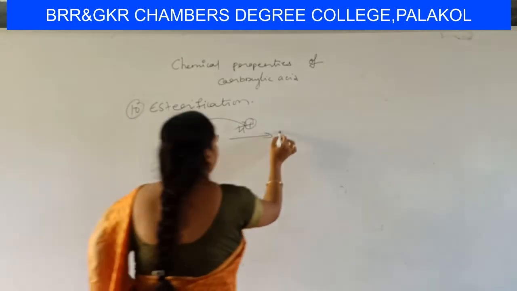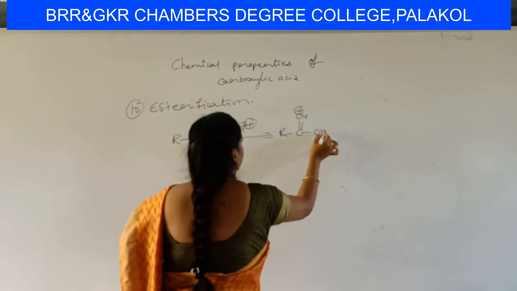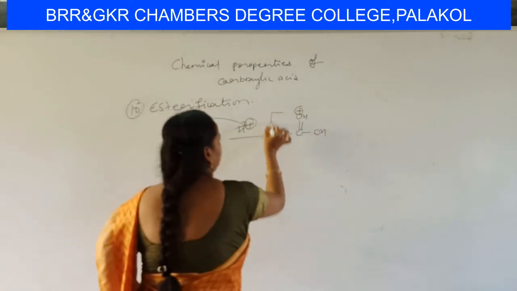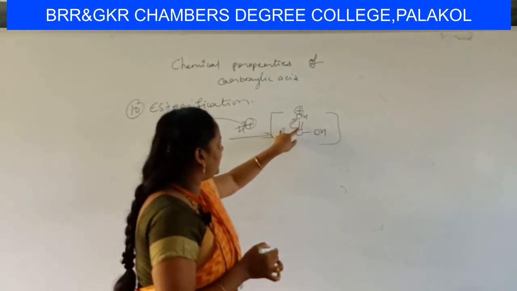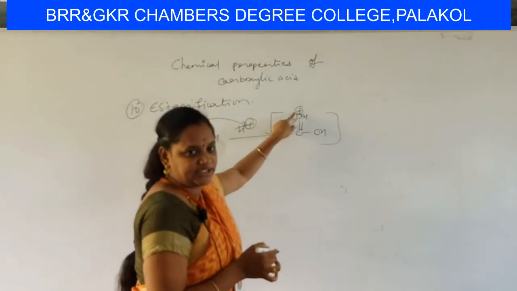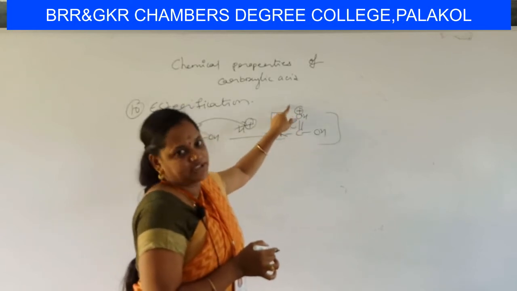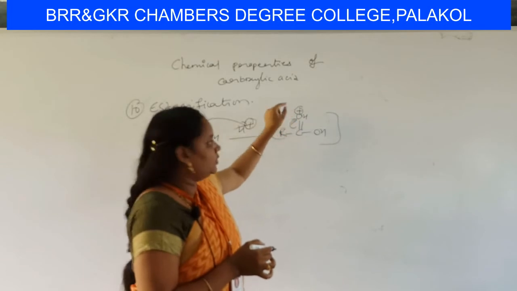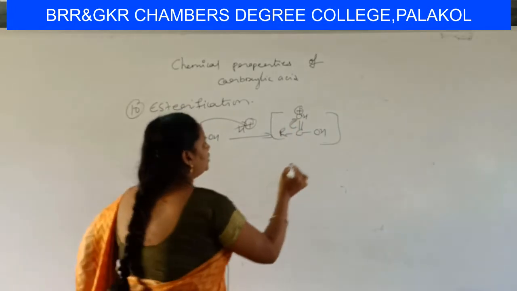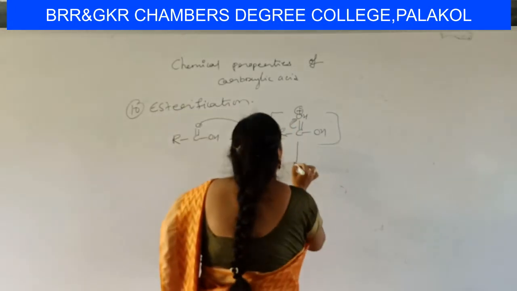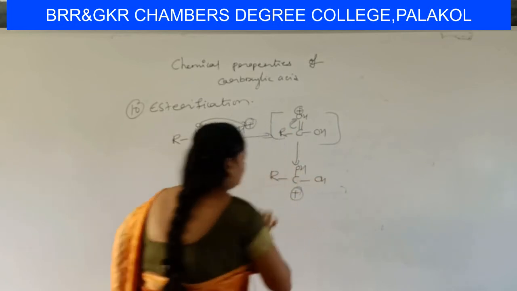What happens? You will get RC double bond OH plus OH, which is not stable. This bond is taken, these two electrons are taken up by oxygen, because oxygen is more electronegative. It is carrying positive charge. So to neutralize the positive charge, this pair of electrons has been taken. You will get RC OH with positive charge.